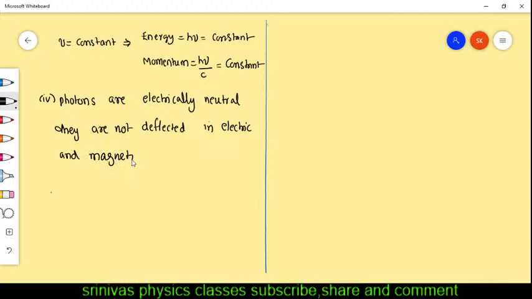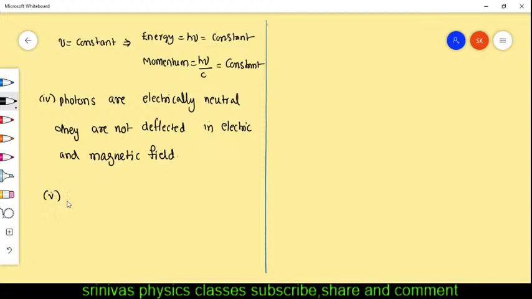Generally, charged particles will be deflected in electric and magnetic fields. But photons, light, are electrically neutral. That's why they are not deflected in electric and magnetic fields. When light passes through an electric field or a magnetic field, it cannot be deflected. The electric field does not apply a force on the photons, and the magnetic field does not apply a force on the photons, so it will not change the direction of motion of the particles.